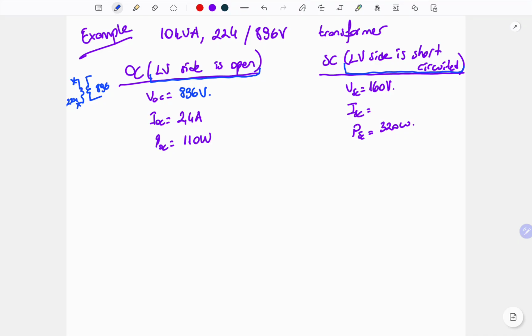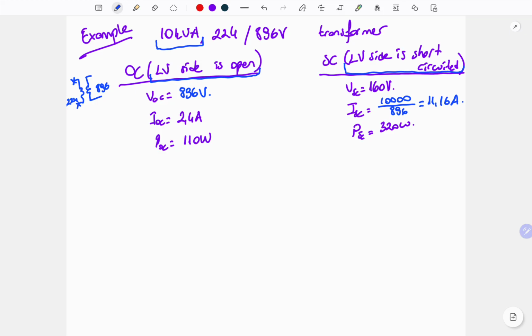Similarly, for the short circuit test, again we will short circuit the low voltage side. That means we will study on the secondary side of this transformer, which is the high voltage side. So because of this, our rated output power value, which is 10,000 volt ampere, divided by the rated secondary side voltage, if we will use the secondary side to source the transformer, 896 must give us the short circuit current of this transformer, which is 11.16 amperes.